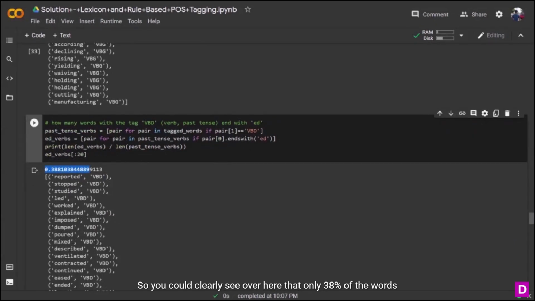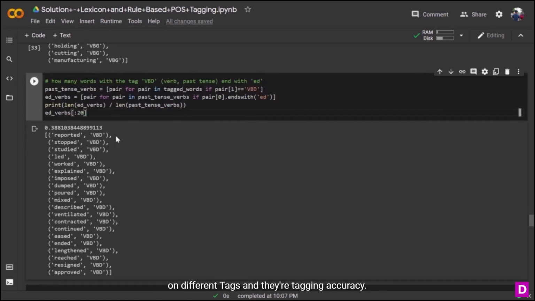You could clearly see over here that only 38% of the verbs which end with ed are actually tagged with the POS tag VBD. So clearly there is some discrepancy, or some inefficiency, in the corpus already, right? But we are not going to alter or manipulate the data set. We'll use it as it is. For understanding purposes, we are just having a look at different tags and their tagging accuracies.